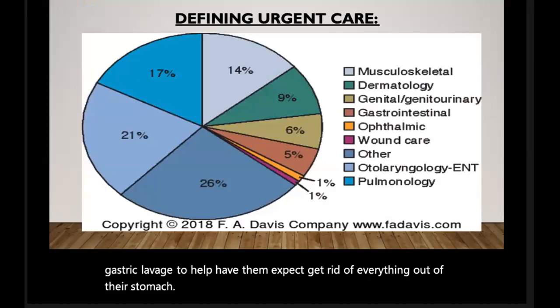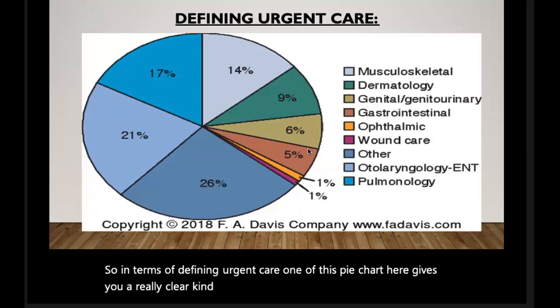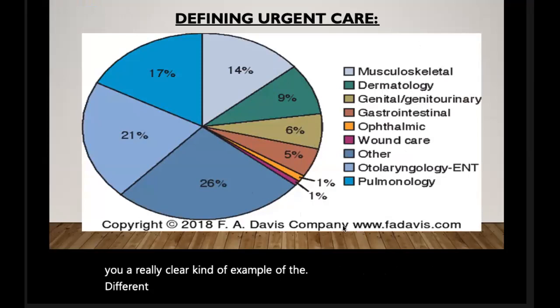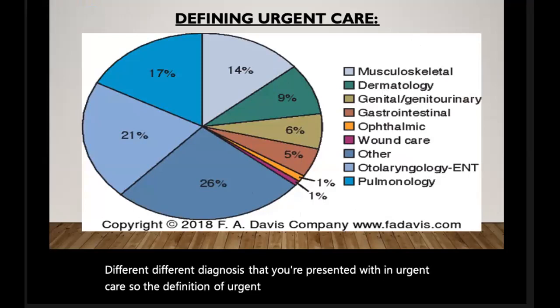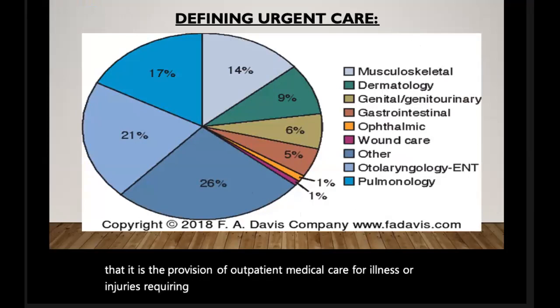So in terms of defining urgent care, this pie chart here gives you a really clear example of the different diagnoses that you're presented with in urgent care. The definition of urgent care varies, but most experts agree that it is the provision of outpatient medical care for illness or injuries requiring immediate or prompt attention.